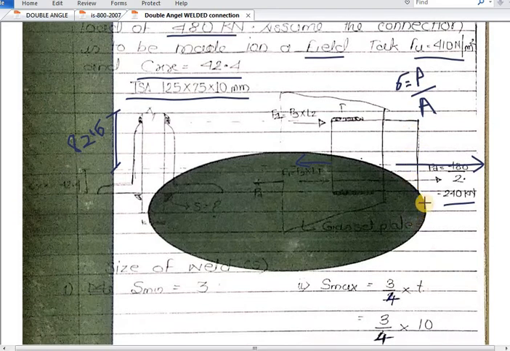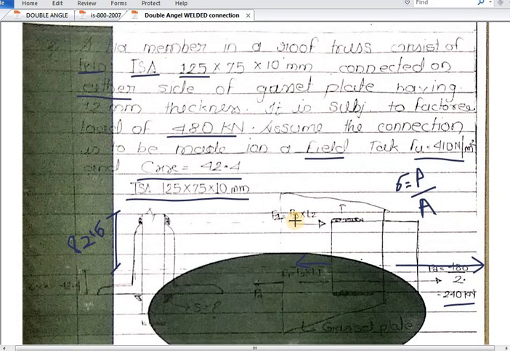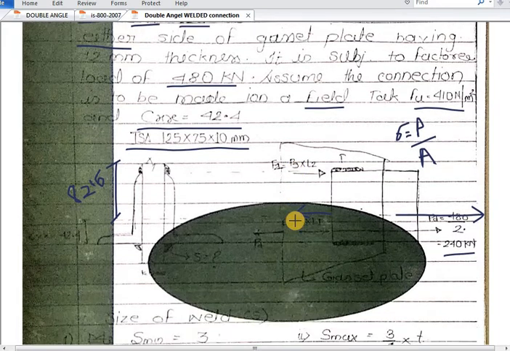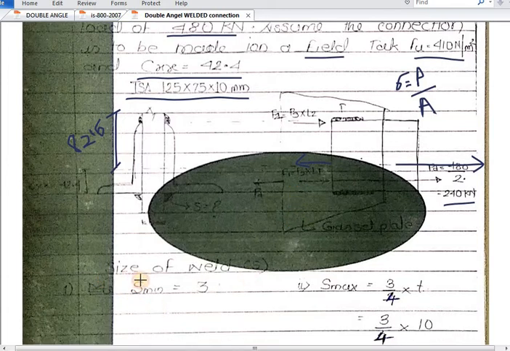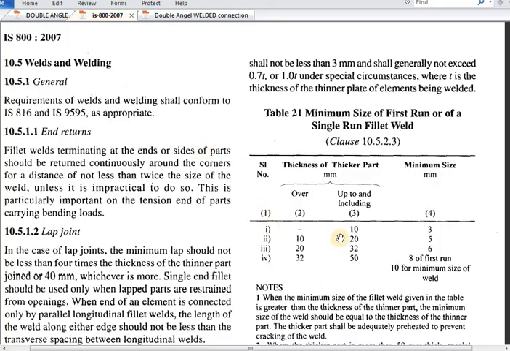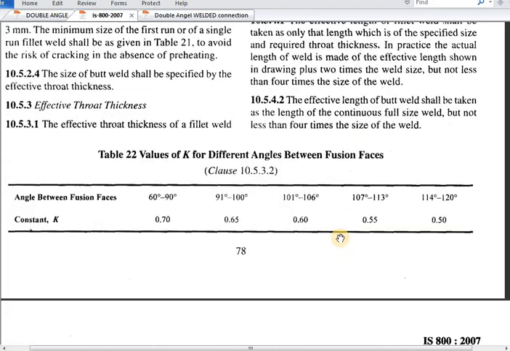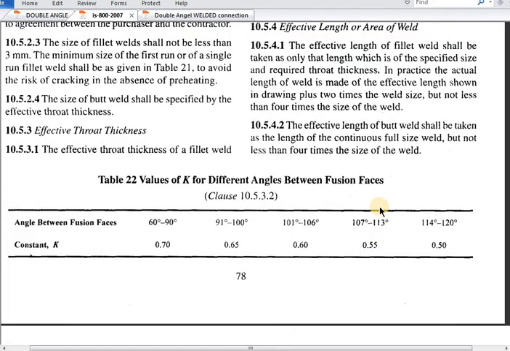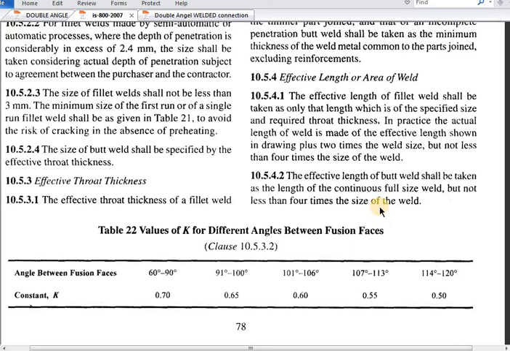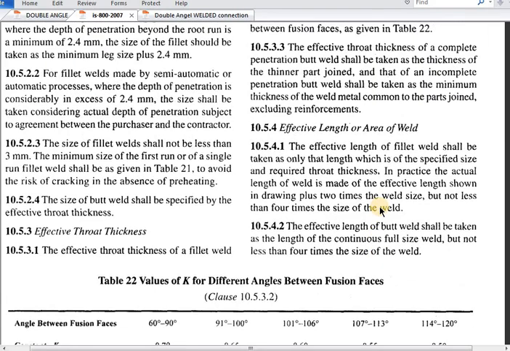Next, I am switching over to the things which have not been given and which we will assume. In the previous problem the size of fillet weld was given, but in this problem the size of fillet weld is not given. So we will assume the size of fillet weld. How to assume it? Again we have to refer to IS 800 2007, page number 78. I am repeating, we have to refer to page number 78 of IS 800 2007.